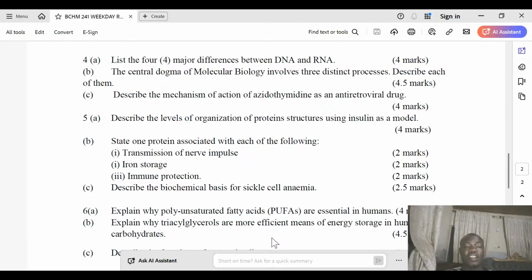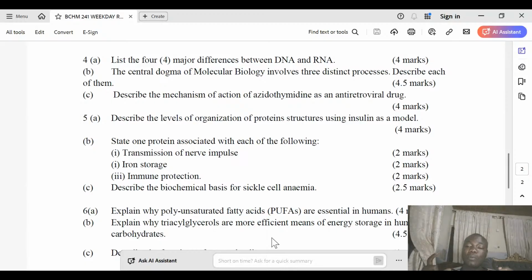Then question 5A: describe the levels of organization of protein structures using insulin as a model. So proteins organize themselves in levels. We have primary structure, secondary structure, tertiary structure, and lastly quaternary structure of the protein. Insulin is a protein, so it has four levels of organization. Number one is the primary structure.